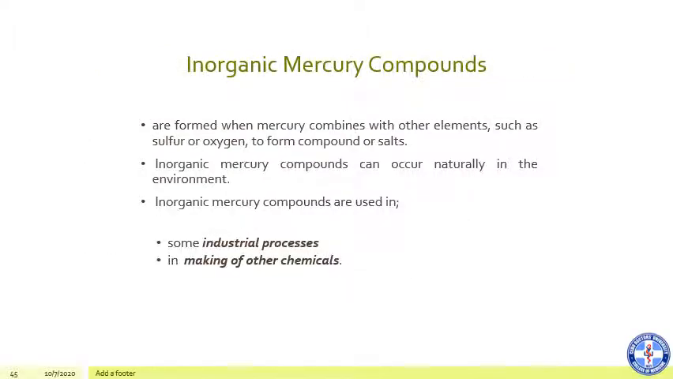Inorganic mercury compounds are formed when mercury combines with other elements, such as sulfur or oxygen, to form another compound or salt. Inorganic mercury compounds can occur naturally in the environment. These compounds are used in some industrial processes and in making other types of chemicals. Outside the United States, inorganic mercury salts have been used in cosmetic skin creams.